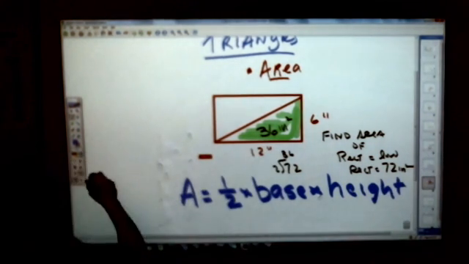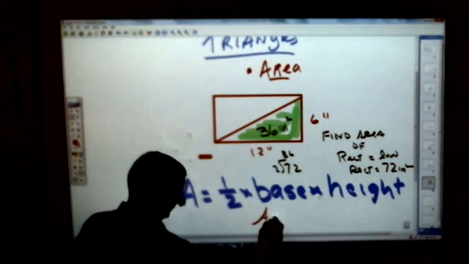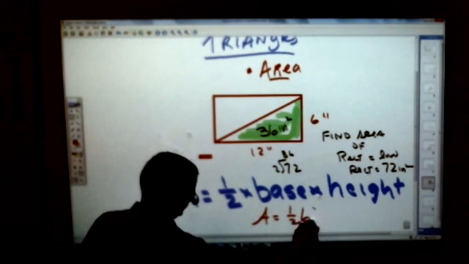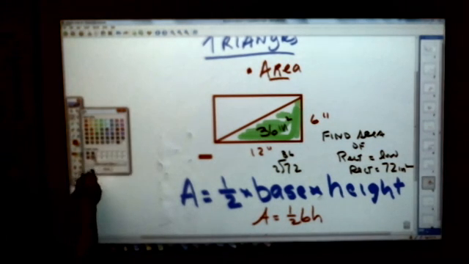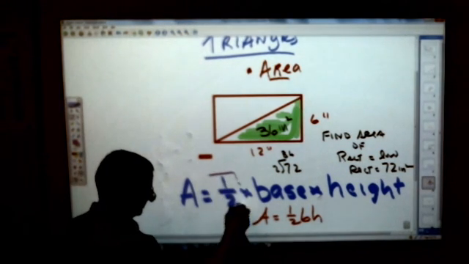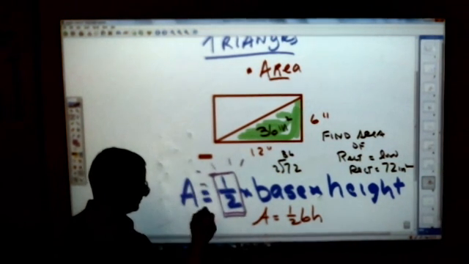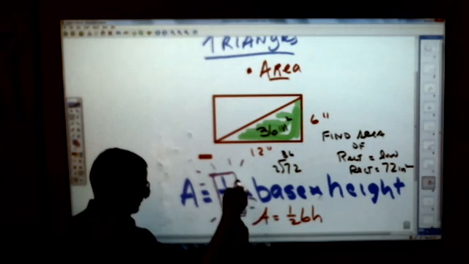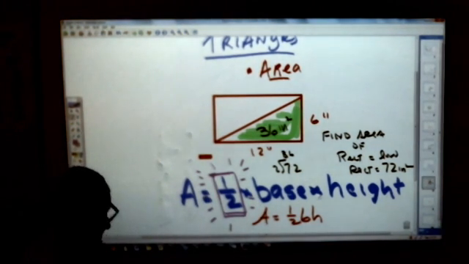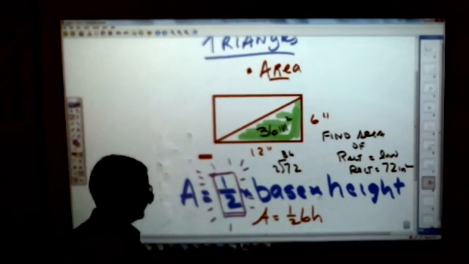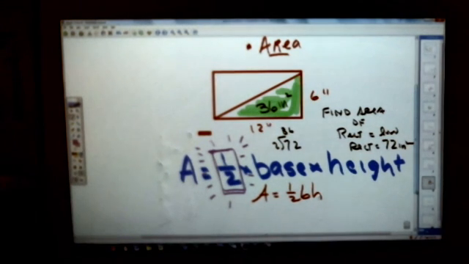Now, we abbreviate that as A equals 1/2 BH. Now, if you could do me a favor and super highlight this 1/2 that you have here, make it stick out, because this is what most people forget to do. They multiply the base times the height, and they forget to cut it in half. I don't know why. Mostly because they don't write the formula down, which none of you will do because you don't want me to give this whole speech all over again.